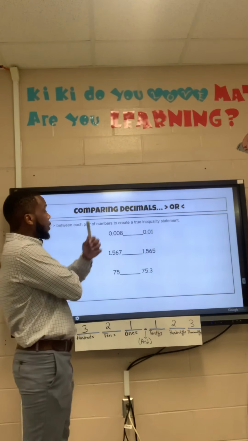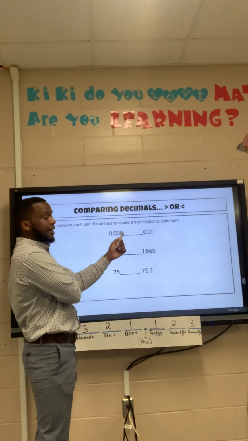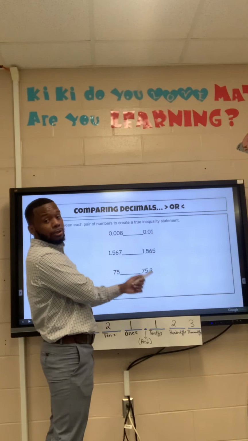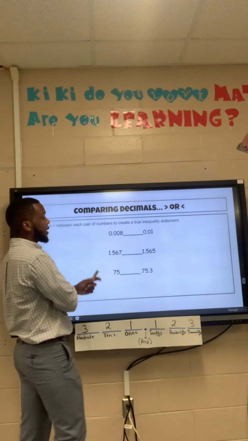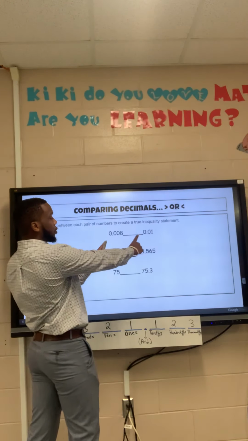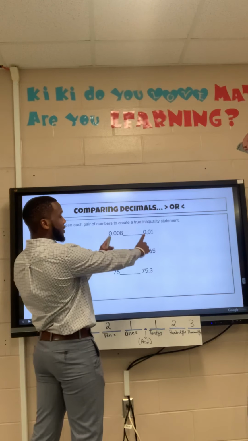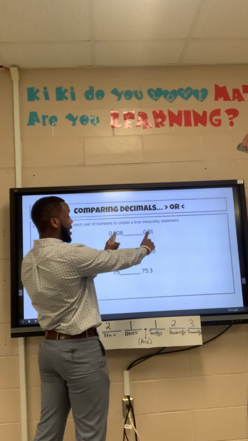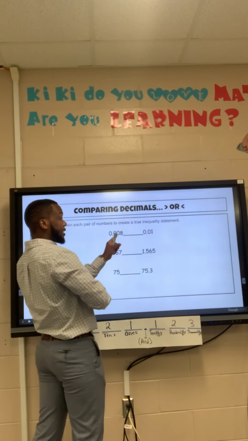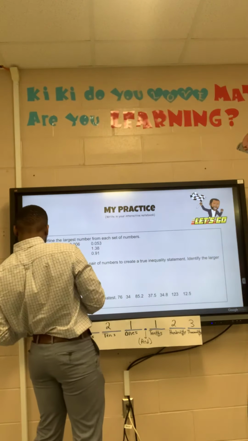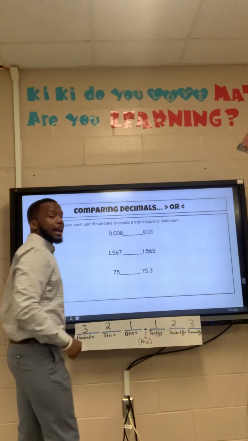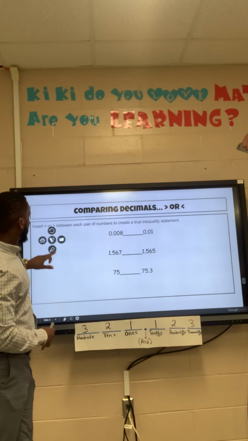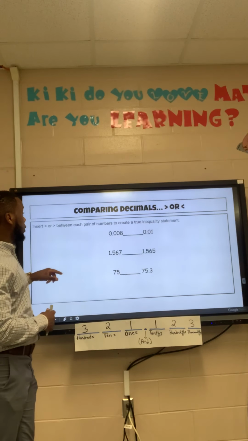So if I start off with my first number, this is 0 and 8 thousandths, and this is 0 and 1 hundredth. So in the ones spot, they both have a 0. If we move to the right of the decimal, in the tenths spot, they both have a 0. And if we move one more spot over to the hundredths spot, this has a 0, and that has a 1. Therefore, 1 is bigger than 0.